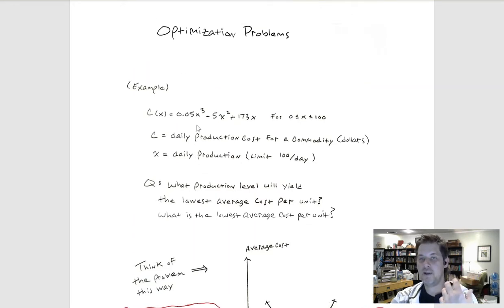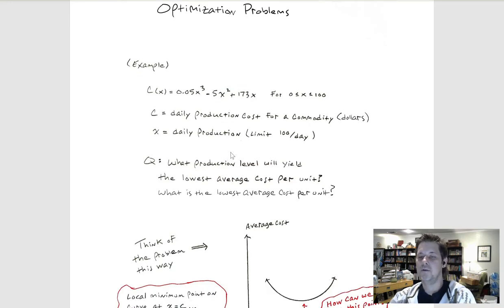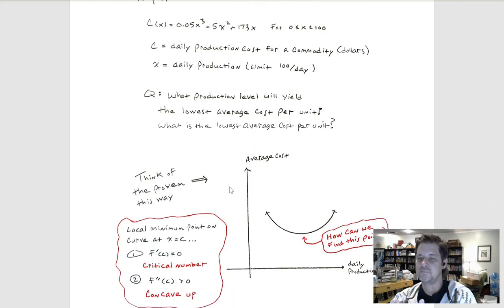By optimizing a cost, we would want to make the cost as small as possible. By optimizing, say, a profit or a revenue, we might want to make that as large as possible. So optimizing can turn out to mean maximizing in some cases and minimizing in other cases. All right, let's think about how we would answer such a question.